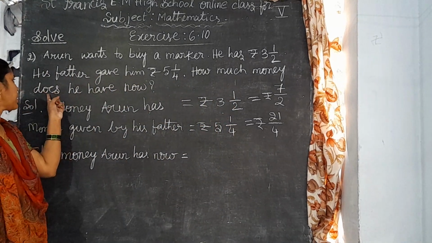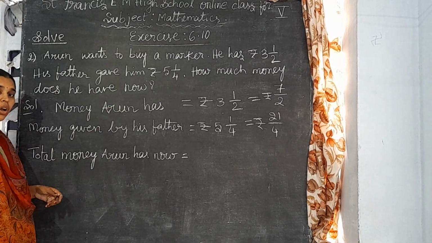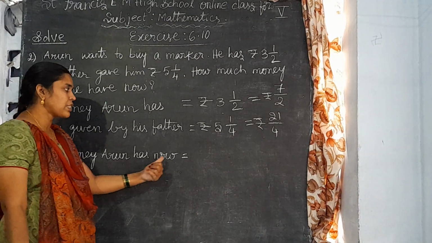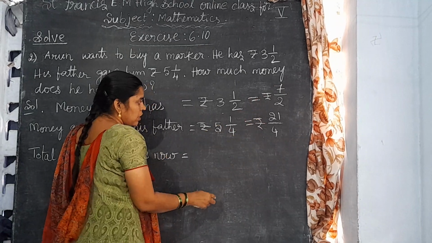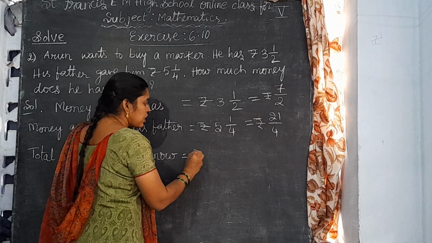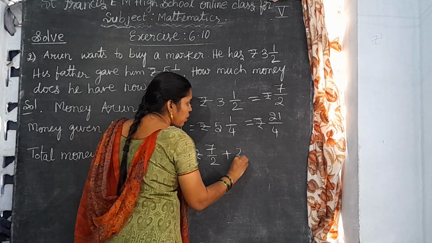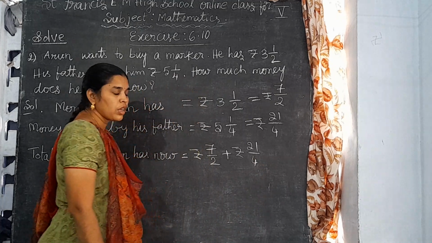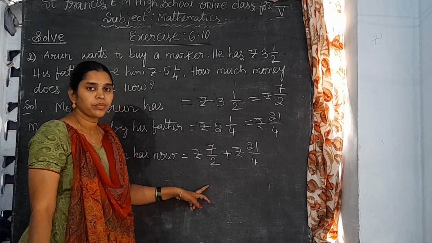Now, what do you want to find out? How much money does he have now? Means what you have to do? You should do addition. That I wrote: total money Arun has now is equal to, see, I am taking these two numbers, rupees 7 by 2 plus rupees 21 by 4.